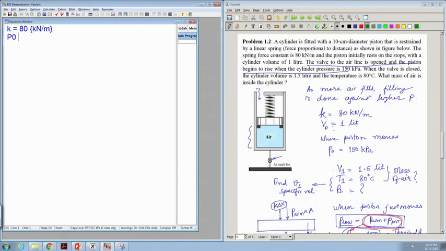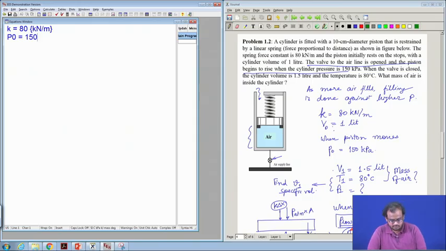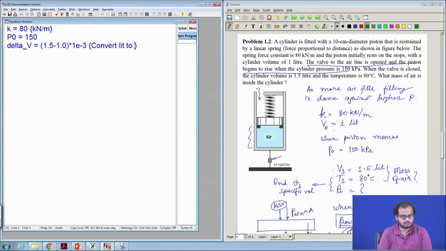So, P naught is 150, and what else is given? Delta V is given as 1.5 liter minus 1 liter. See, final volume is 1.5 liter, initial volume is 1 liter. This is multiplied by 1e minus 3. We have converted liter to meter cube through this step. The final temperature is given as 80 degree Celsius.